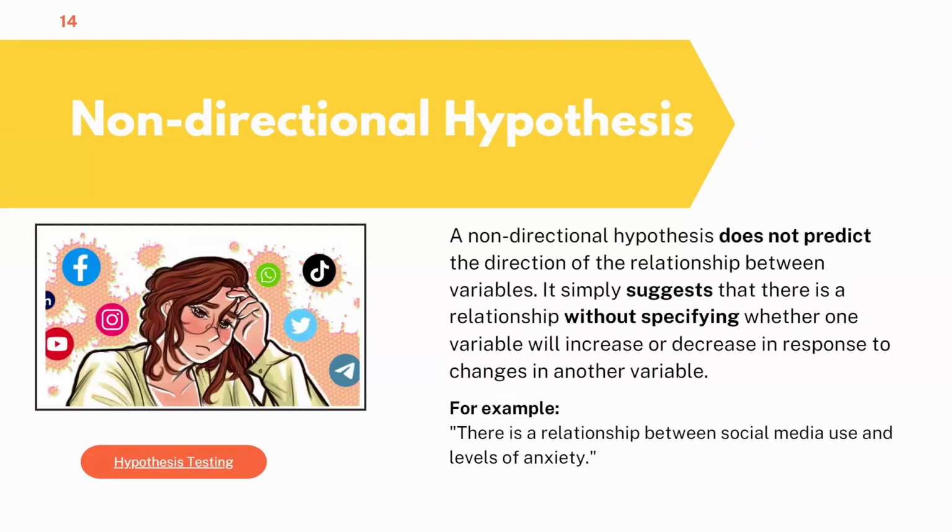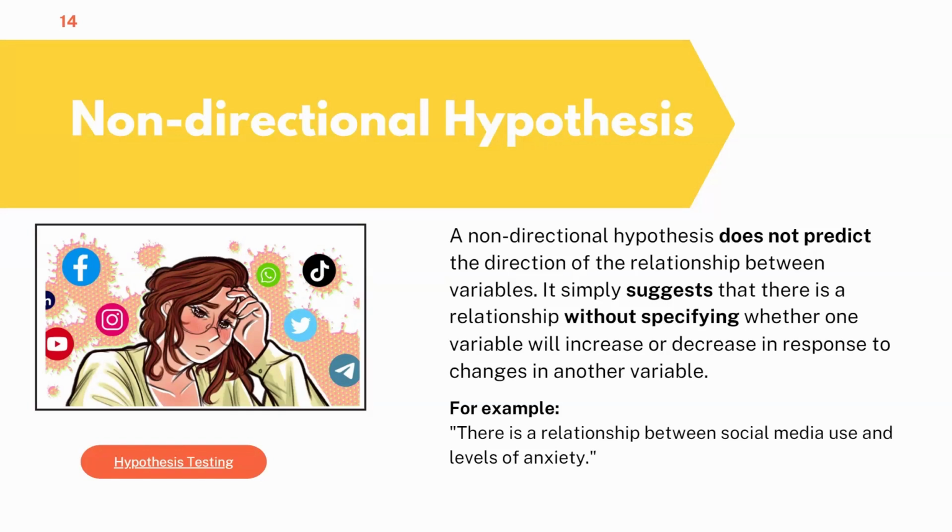A non-directional hypothesis, on the other hand, does not predict the direction of the relationship. It simply states that there is a relationship between the variables, but it does not say whether one will increase or decrease as a result. It's more open-ended and does not suggest any specific pattern.